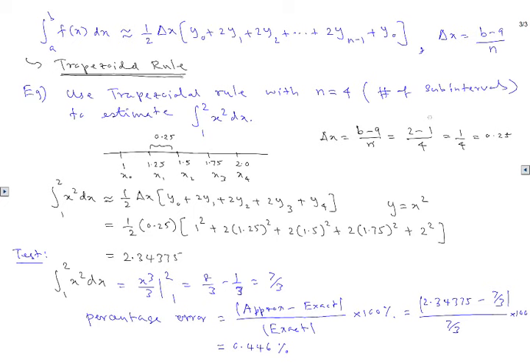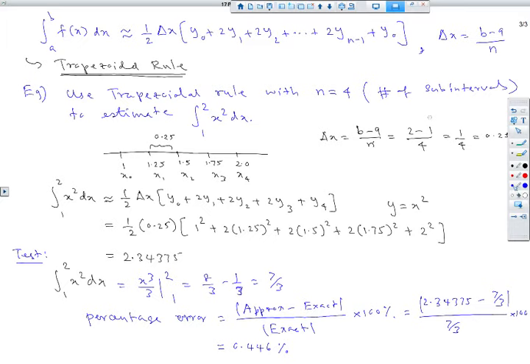And soon we can talk about another method that's much better, called Simpson's rule. But here you just draw trapezoids and calculate, and you can see that the answer is much better. So let's do one more example just to see how things go.